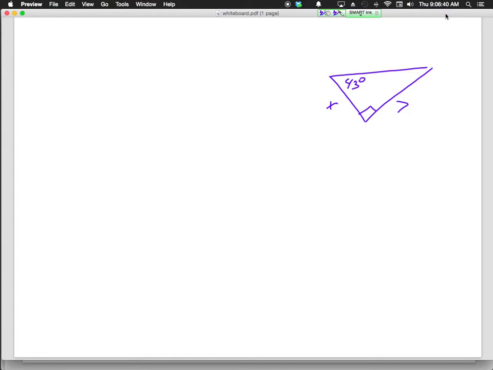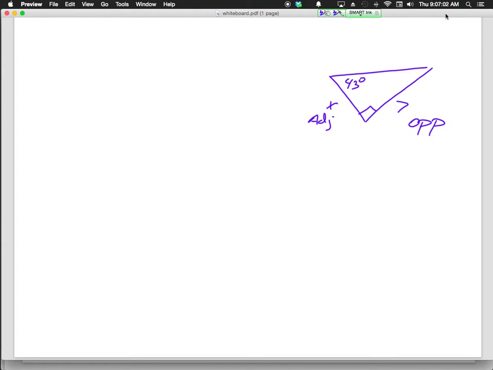X is adjacent. How do I know that's adjacent and not the opposite? Touching the angle 43. If it's touching the angle, it cannot be opposite. So that means this side right here has to be the opposite because it does not touch the angle 43 degrees. So I'm dealing with adjacent and opposite.